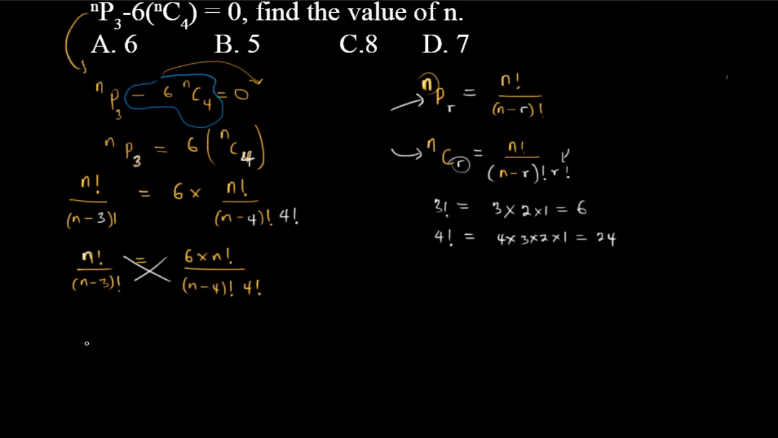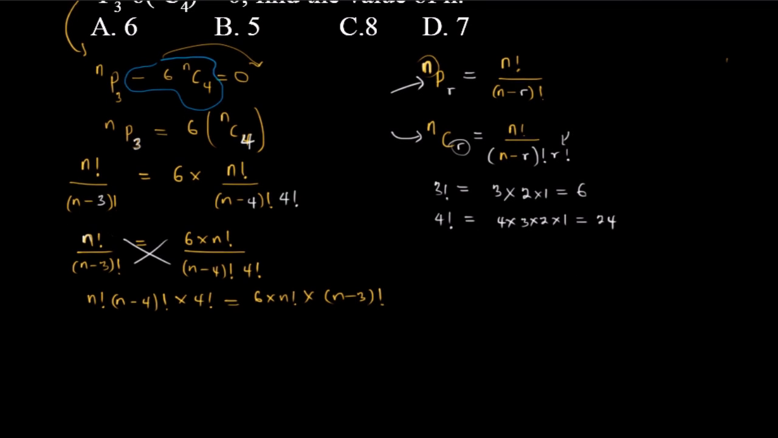So when you cross multiply, what you have is n factorial times n negative 4 factorial times 4 factorial, that is this times this. And this equals 6 times n factorial, then times what we have here, which is n negative 3 factorial.